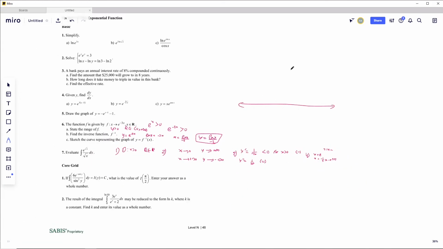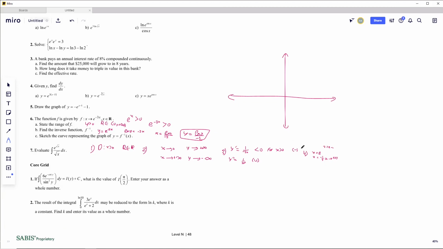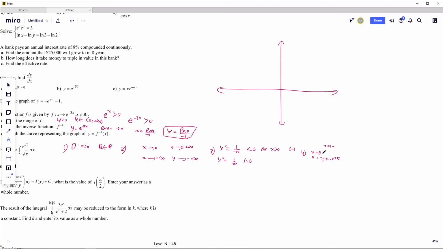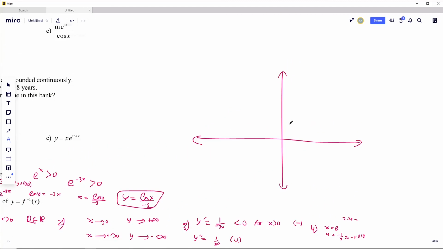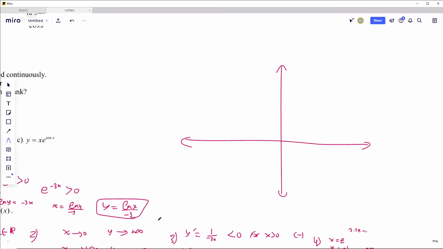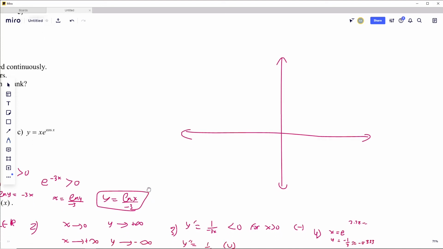You can pick more points. I did when x is e. I can't do when x is 0 because ln is restrictive, so I have to find something else when y is 0, and it's not going to be nice solving for that. I think it's 1. If this is 0, then 0 times this is 0. So ln 1, so 1.